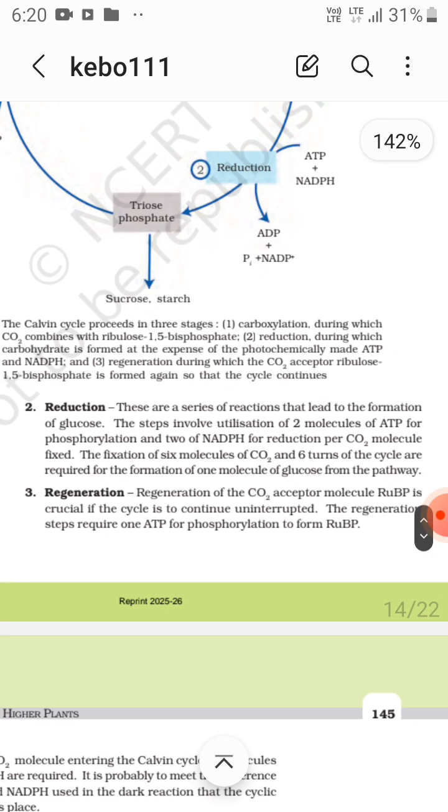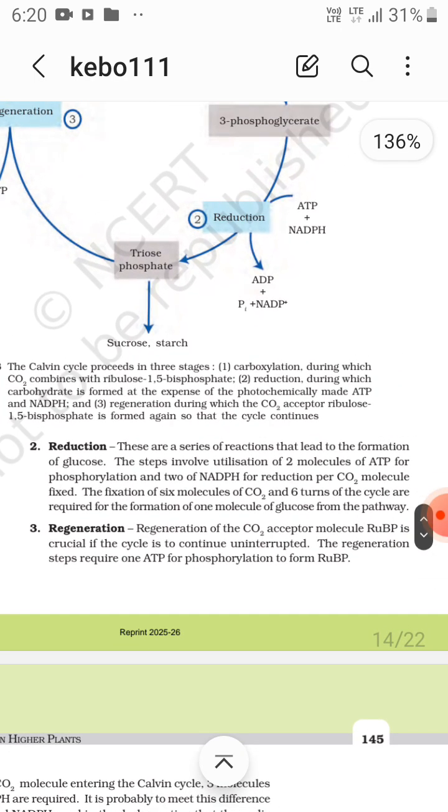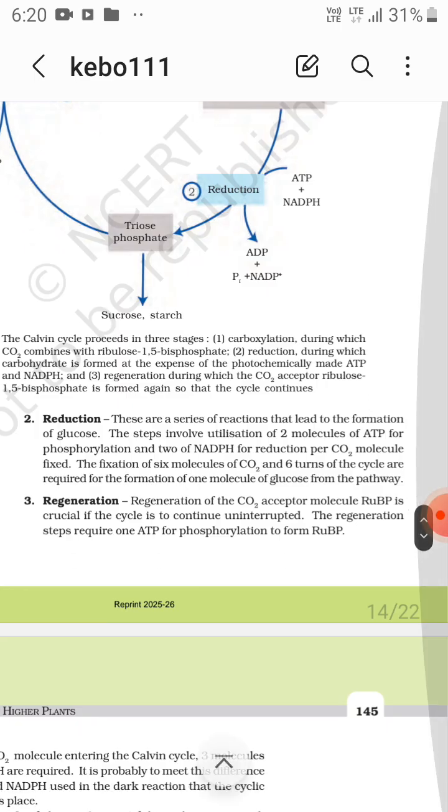These are the series of reactions that lead to the formation of glucose. The steps involve utilization of 2 molecules of ATP for phosphorylation and 2 of NADPH for reduction per CO2 molecule fixed.